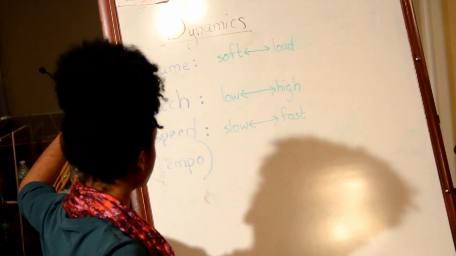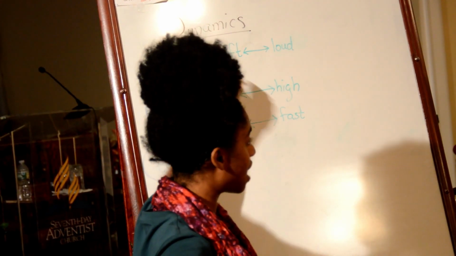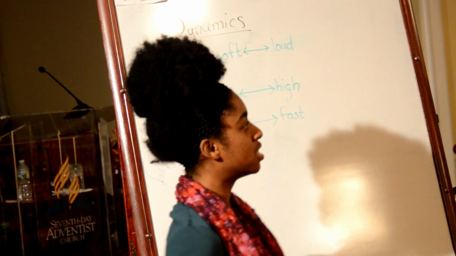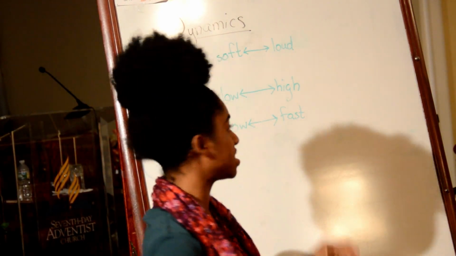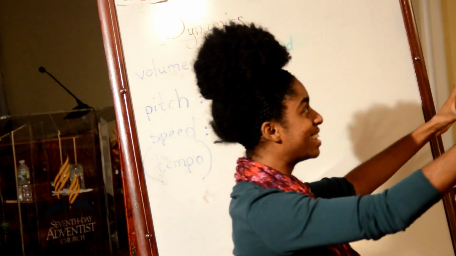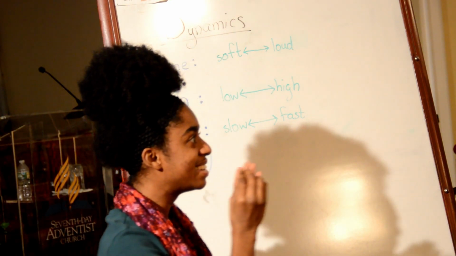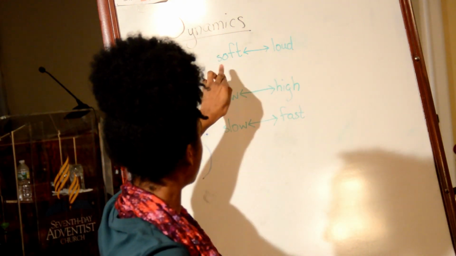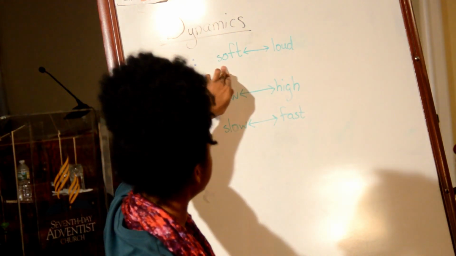All right, so that is volume for you. To go from soft to loud is crescendo. So decrescendo is the opposite, to go from loud to soft. E. And sforzando is when you punch it loud, but then you run away.